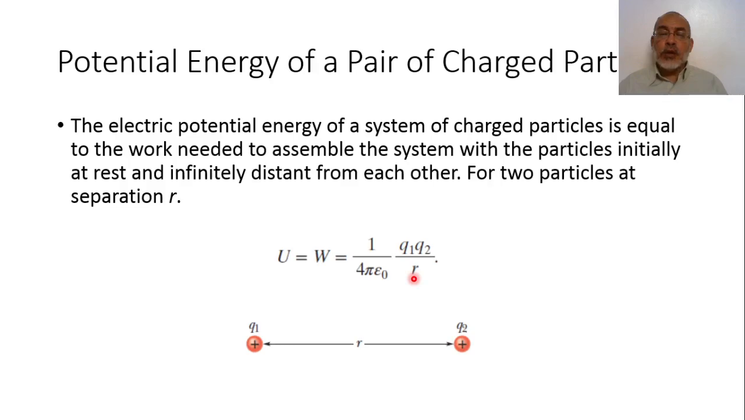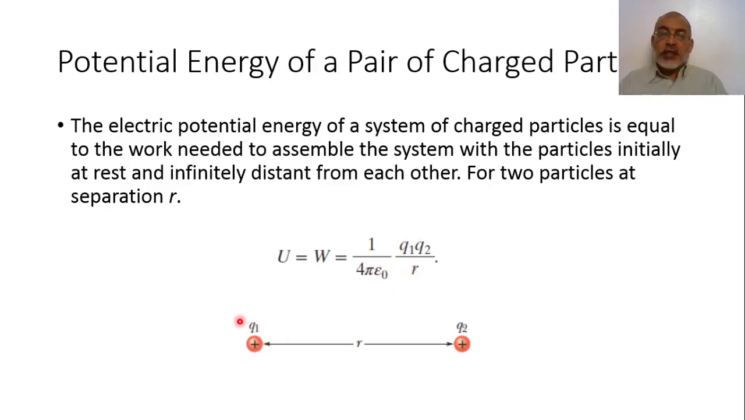If we start the scenario the opposite way, such that Q2 exists and we bring Q1 from infinity to a position at a distance r from Q2, Q2 introduces a potential around it equal to Q2 over 4π epsilon naught r. The work done to bring Q1 from infinity to this point equals the magnitude of Q1 as the test charge multiplied by the potential at this point. So it would be Q1 multiplied by Q2 over 4π epsilon naught r.